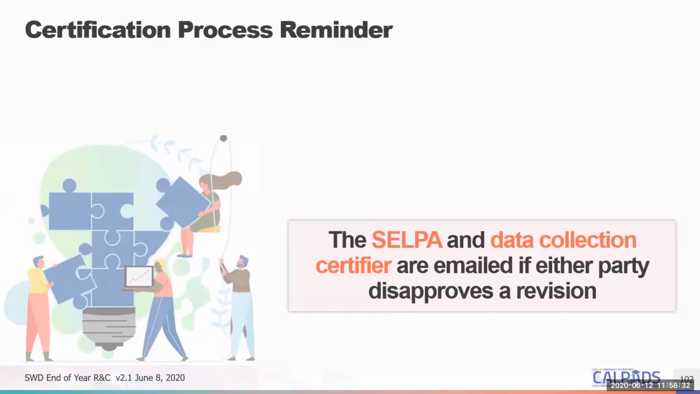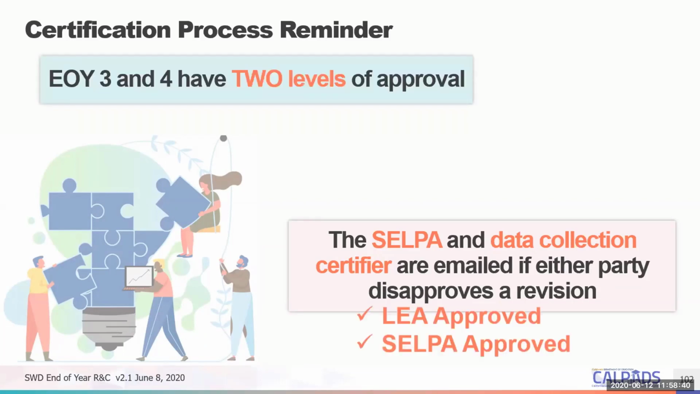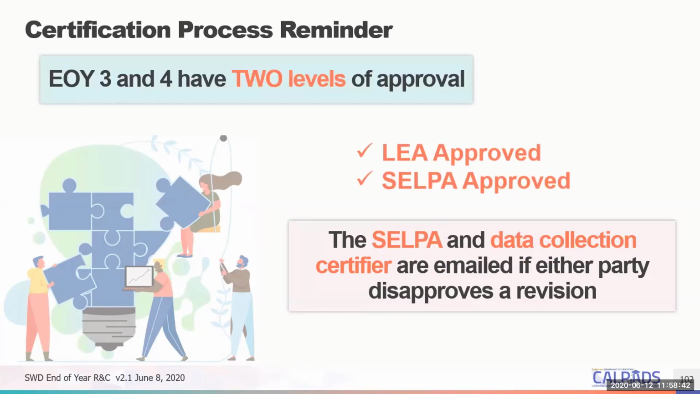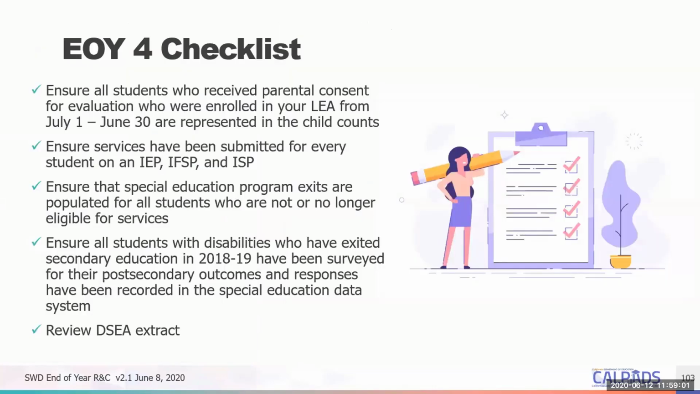As a reminder, SELPA and the data collection certifier are emailed if either party approves or disapproves a revision. So if you have those specific roles, SELPA roles or a data collection certifier role, changes to the revision will be emailed to you. And also, end of year 3 and 4 have 2 levels of approval, and both the LEA and the SELPA must approve the revision for it to be considered certified.